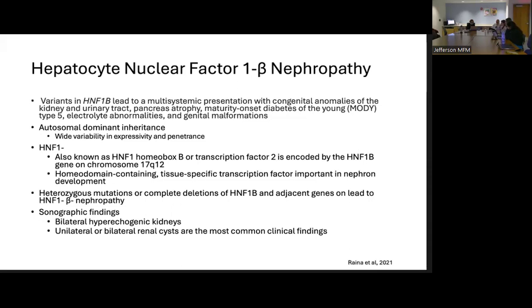HNF1 beta is also known as HNF homeobox B or transcription factor 2, and it's encoded by the HNF1B gene on chromosome 17q12. It's a homeodomain containing tissue-specific transcription factor that's important in nephron development. Heterozygous mutations or complete deletions of HNF1 beta and adjacent genes can lead to HNF1 beta nephropathy. Your sonographic findings are bilateral hyperechogenic kidneys and unilateral or bilateral renal cysts.